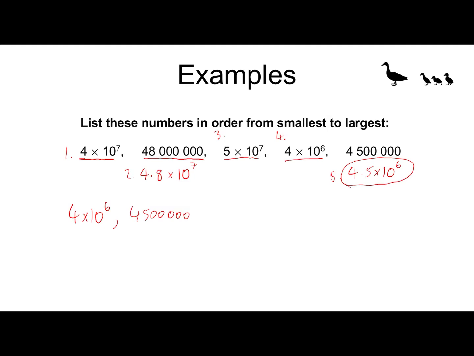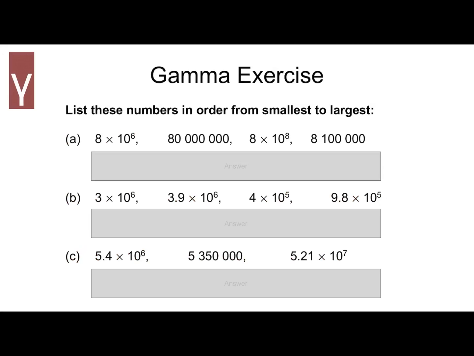Okay, but we write it back in its original form when we're doing ordering. The next ones are going to be all the 10 to the 7 ones. So the smallest 10 to the 7 is going to be 4 times 10 to the 7. The next smallest one is this one here. So that's going to be 48 million. And so finally, the largest number is 5 times 10 to the power of 7.